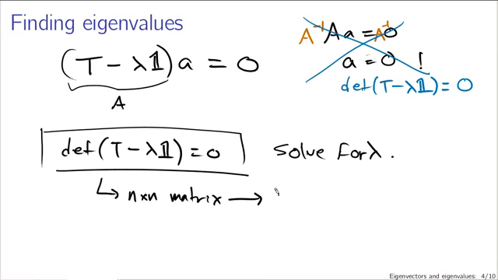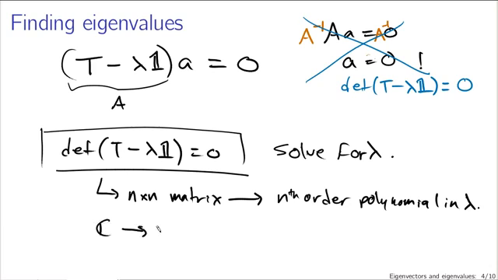If this is an n by n matrix, this equation is an nth order polynomial in lambda. So if we have an nth order polynomial, and we're working with complex numbers, we have n roots, so we have n eigenvalues. These eigenvalues are not necessarily distinct, but we should have n of them. So whatever the dimension of our space is, whatever the size of our matrix is, we should get that many eigenvalues.